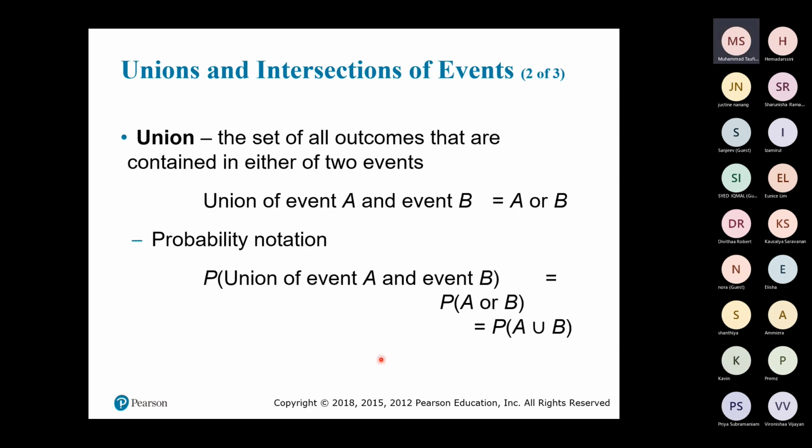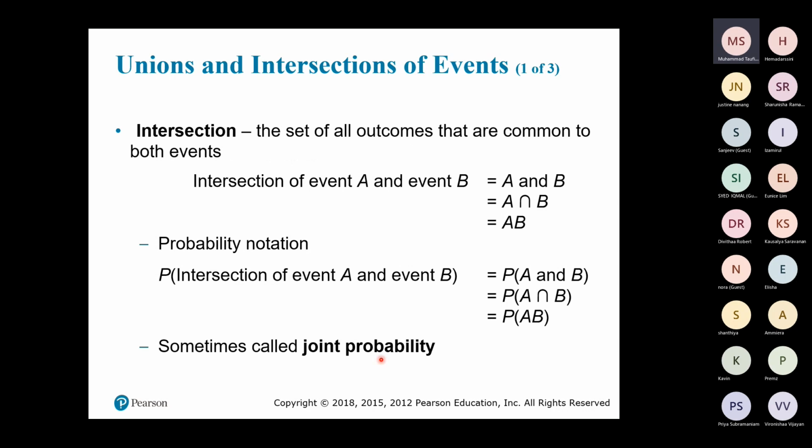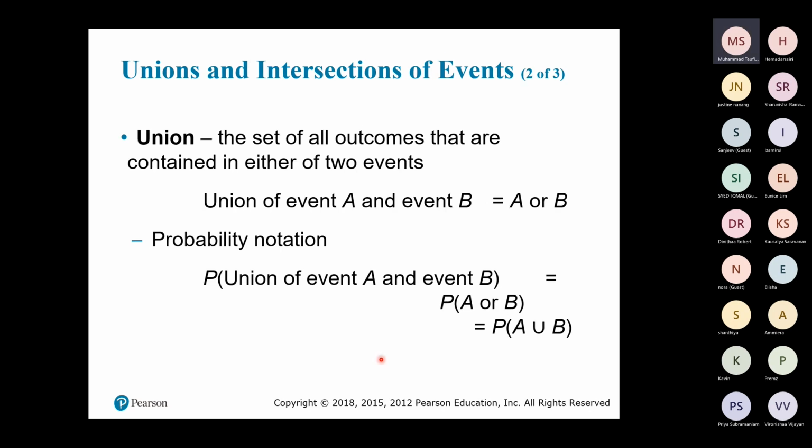Okay, so that is intersection. And then we have union. Union is the set of all outcomes that are contained in either of two events. In intersection, the term is "and", which means that event A and event B must happen together. But in union, it is A or B. We want to know the probability that event A or event B will happen.